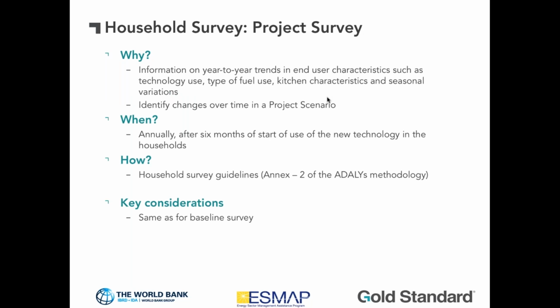Coming to the project survey, it aims to provide information on year-to-year trends in end-user characteristics, such as the technology used, the type of fuel used, the typical kitchen characteristics, and the seasonal variations. It aims to identify changes in the project boundary over the crediting period of the project. It is required to be carried out annually, and the first survey should be carried out after 6 months of start of use of the new technology in the households.